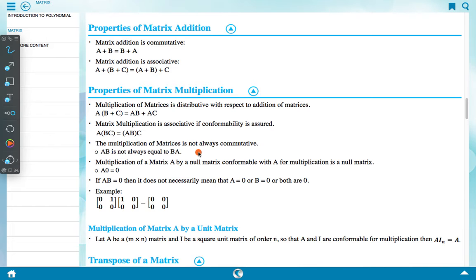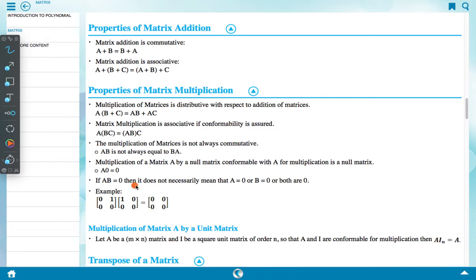Multiplication of matrices is not always commutative. AB is not always equal to BA. Multiplication of a matrix A by a null matrix conformable with A for multiplication is a null matrix. A into 0 equals 0.